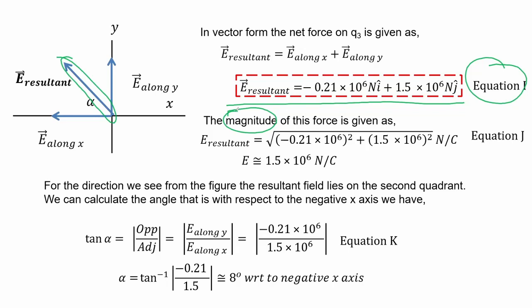For the resultant we use the Pythagorean theorem as shown by equation J, which is about 1.5 meganewtons per coulomb. For the direction, we take the negative x-axis as the reference, and using the tangent function where we take its absolute value, we get that the resultant field is 8 degrees with respect to the negative x-axis.